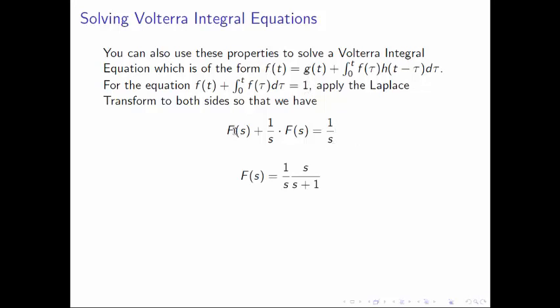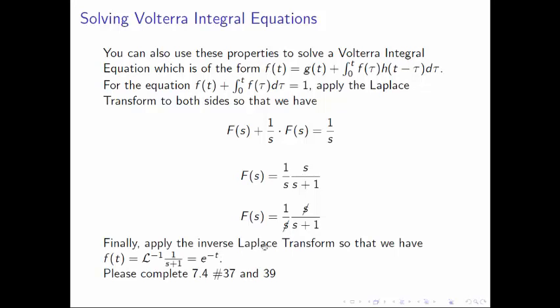Algebraically, simplifying that, I combine the f of s's, the Laplace transform of f of t. Anything else I put on the opposite side. When you factor out an f of s here, you'd have 1 plus 1 over s. The reciprocal of that is s over s plus 1, so I've multiplied by that reciprocal so that I can isolate f of s. I now cancel the s's, and to find f of t, I simply apply the inverse Laplace transform of both sides so that I have e to the negative t.